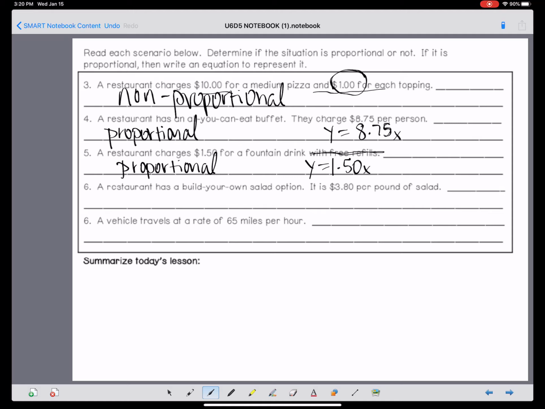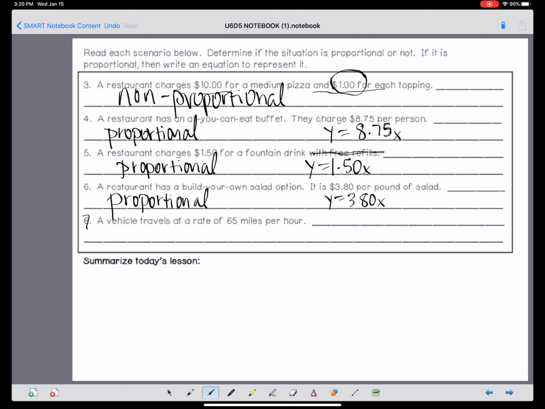Number 6. A restaurant has a build-your-own salad option, and it's $3.80 per pound of salad. So each pound costs $3.80, and that will give you your y value. No matter how many pounds you buy, each pound will always cost $3.80. So this example is proportional.